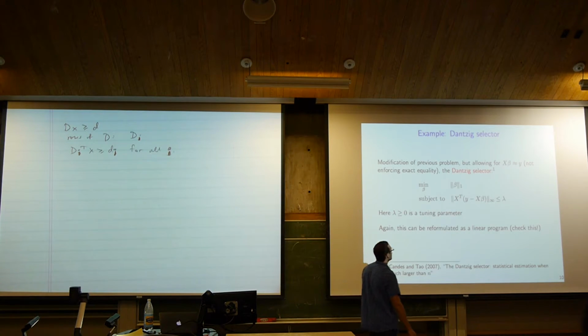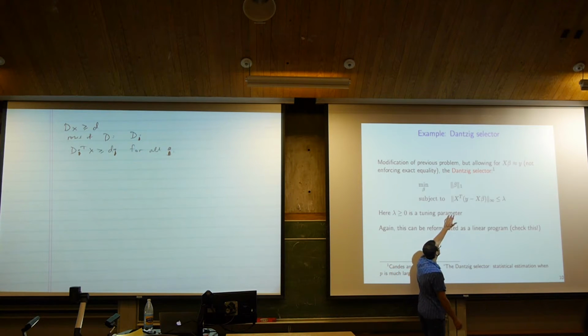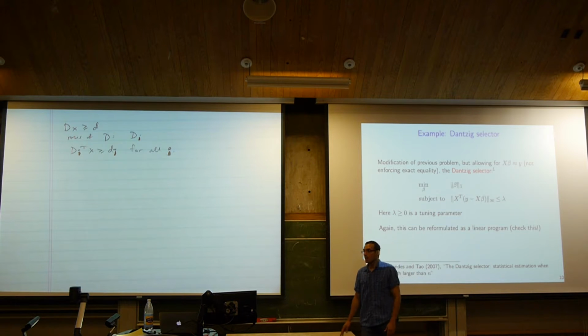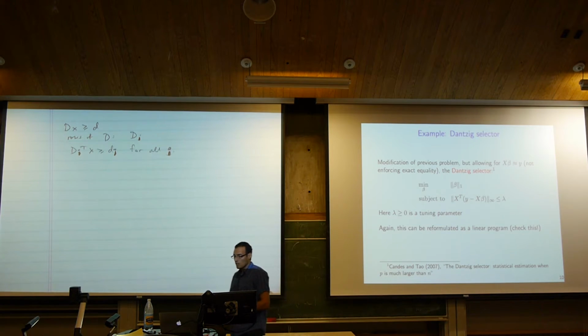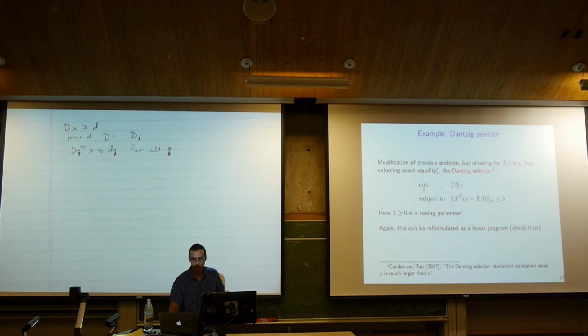One way of doing that is to look at the vector x transpose (y minus x beta) and look at the largest absolute value of that. That's what the infinity norm penalizes. Remember, the infinity norm is the largest absolute value of its argument. And here we're saying that that has to be less than or equal to lambda.